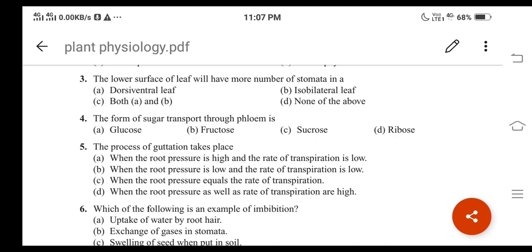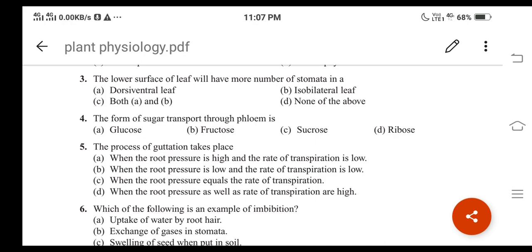Okay, and isobilateral leaf means it is a monocot leaf. And in monocot leaf we find usually or approximately equal number of stomata on both the surfaces, like upper epidermis as well as the lower epidermis. So option C is the correct answer here, right?